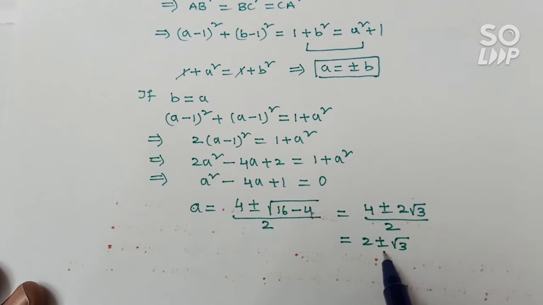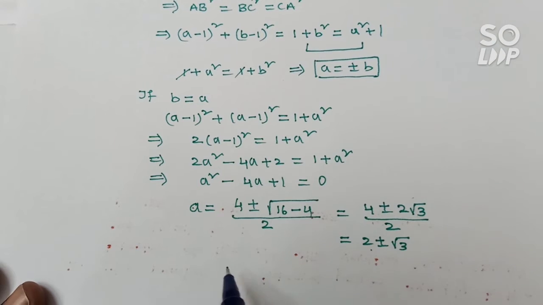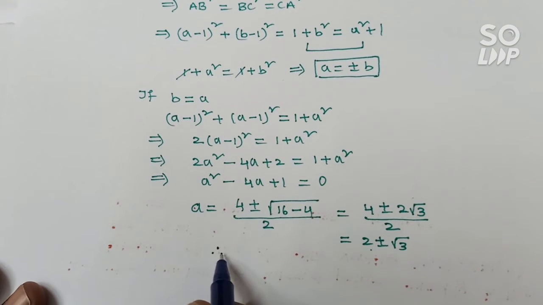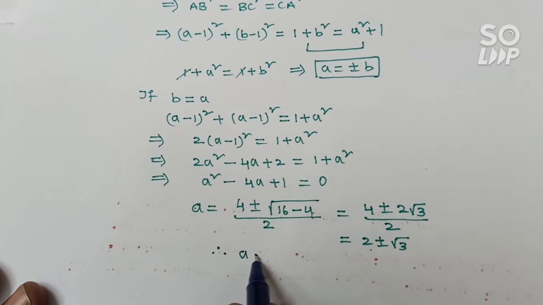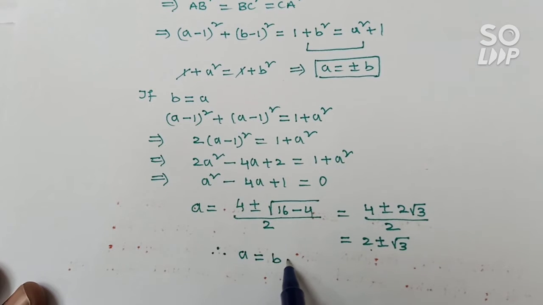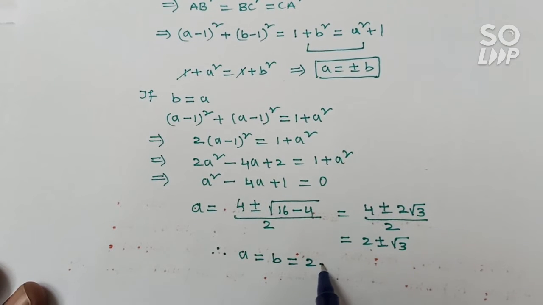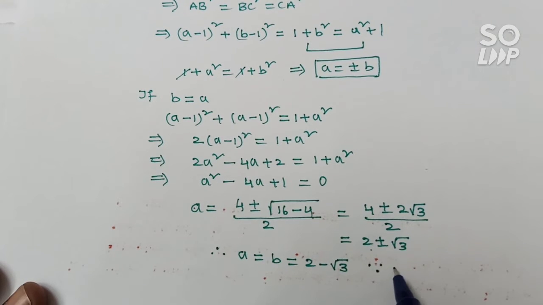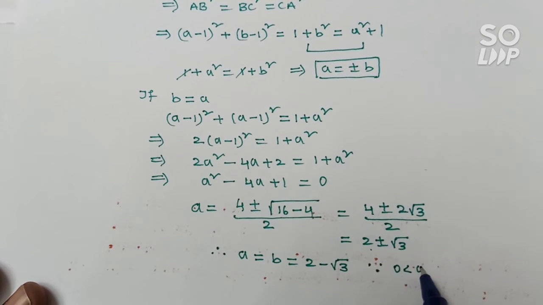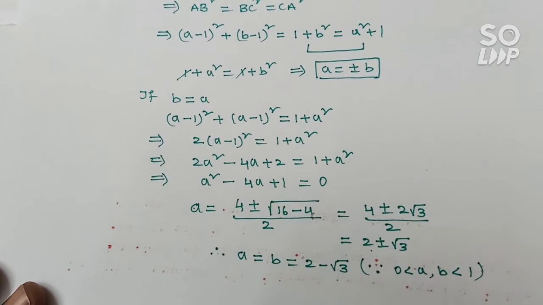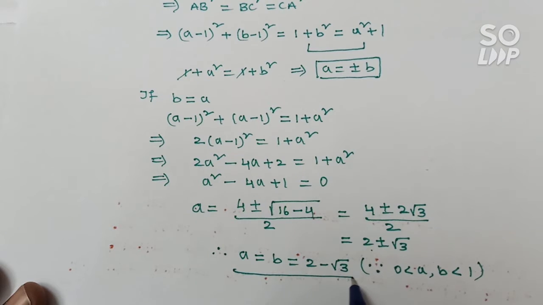Which one lies between 0 and 1? 2 minus root 3 lies between 0 and 1. So therefore a = b = 2 minus root 3, since 0 < a, b < 1. This is the given condition, so your answer will be this one.